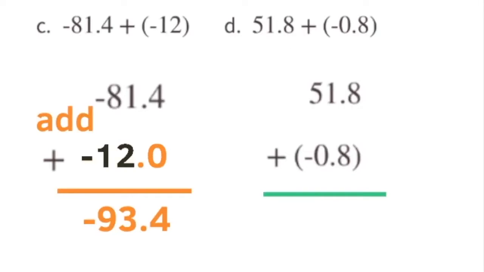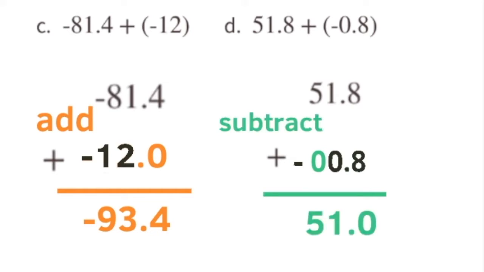D. 51 8/10 plus negative 8/10. That's the same as 51 8/10 and take away 8/10. So we're going to subtract 8/10 from 51 8/10. And 51 8/10 minus 8/10 equals 51.